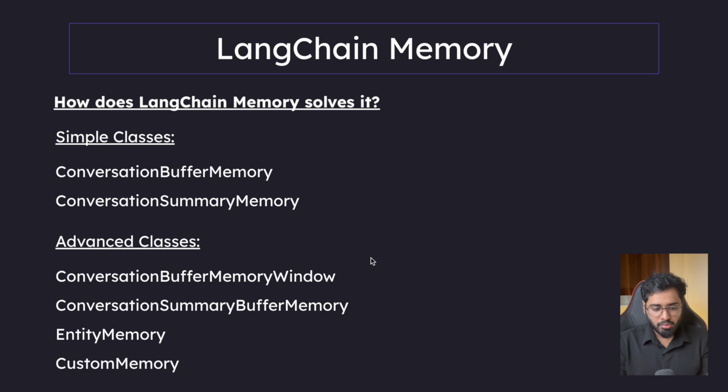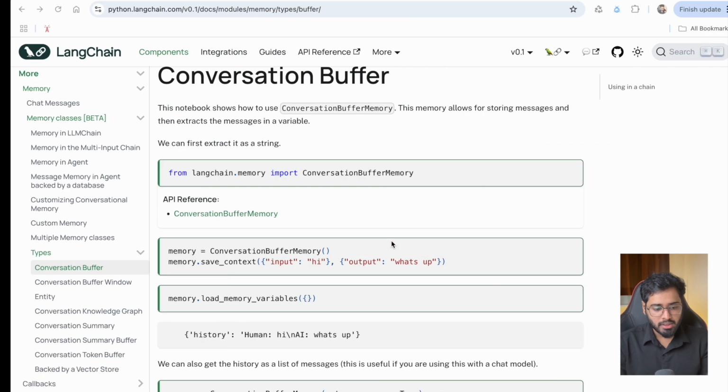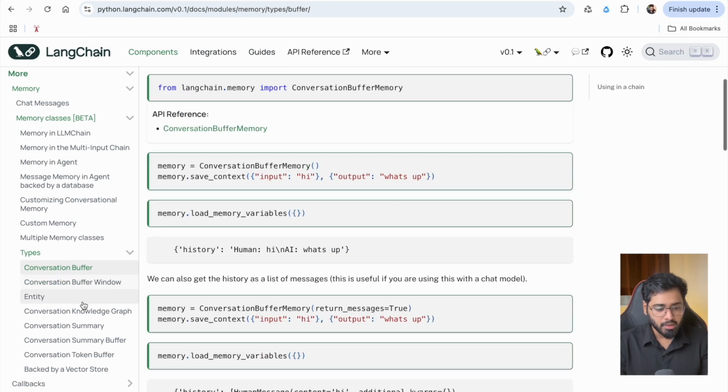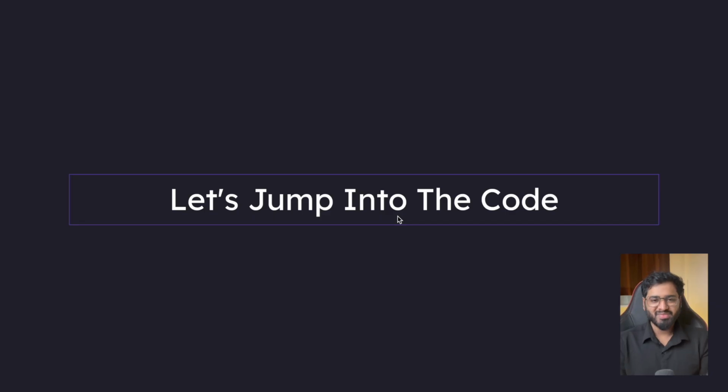So let me take you to the documentation of LangChain. I'll show you quickly what types are available. If you see down here, we've got conversation buffer window, entity, conversation knowledge graph, conversation summary, token buffer, and backed by a vector store. Let's just jump into the code.